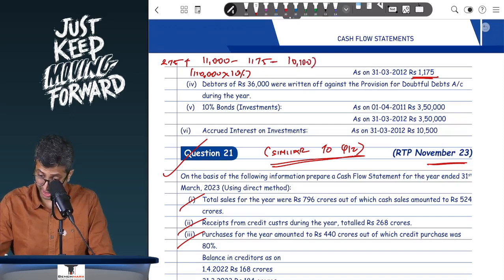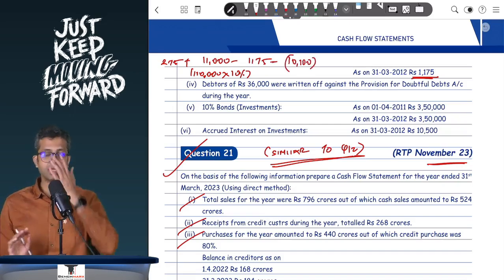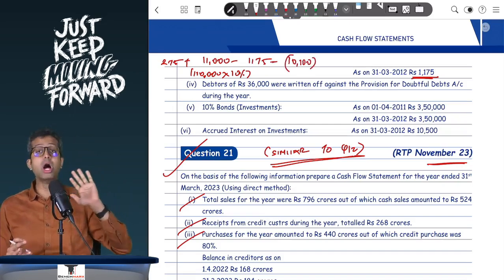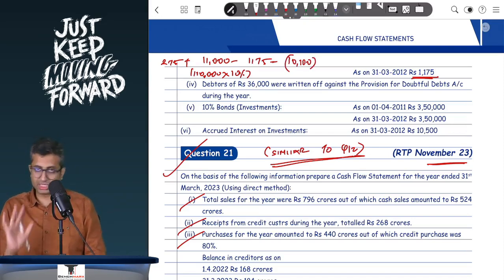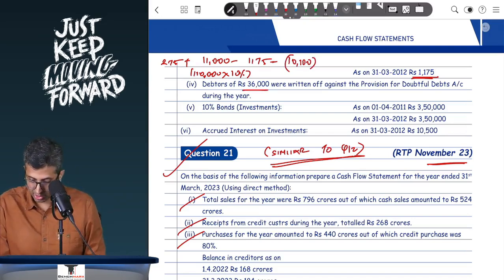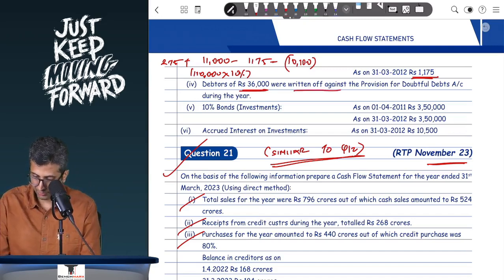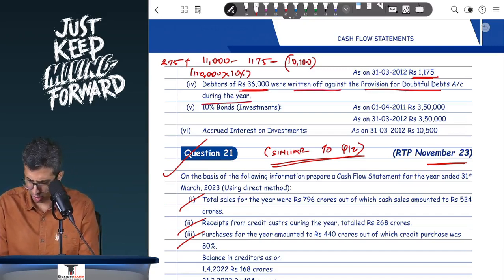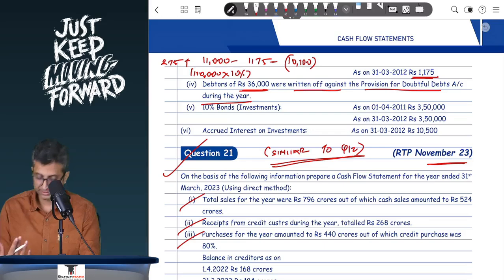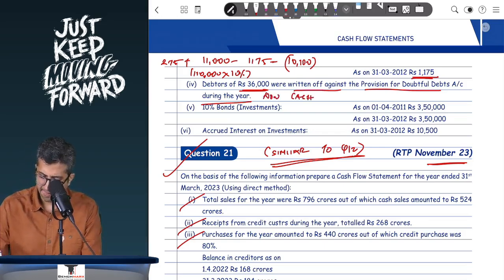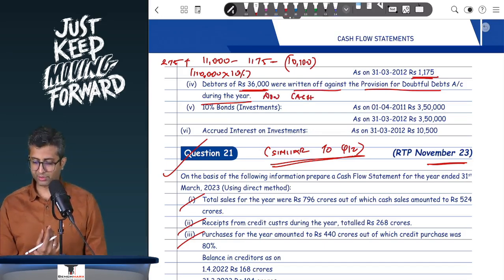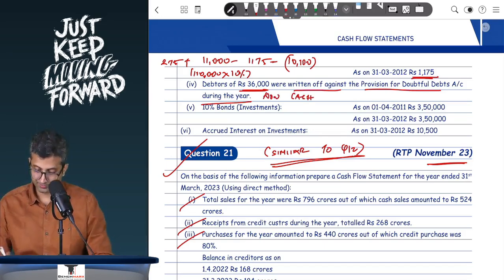This is interest paid. Again, financing in nature. In my P&L, 11,000 will go. However, as payment, 10,100 will go. Debtors of 36,000 were written off against provision for doubtful debts during the year. This is non-cash in nature. Your entry must be provision for doubtful debts account debit to debtors.